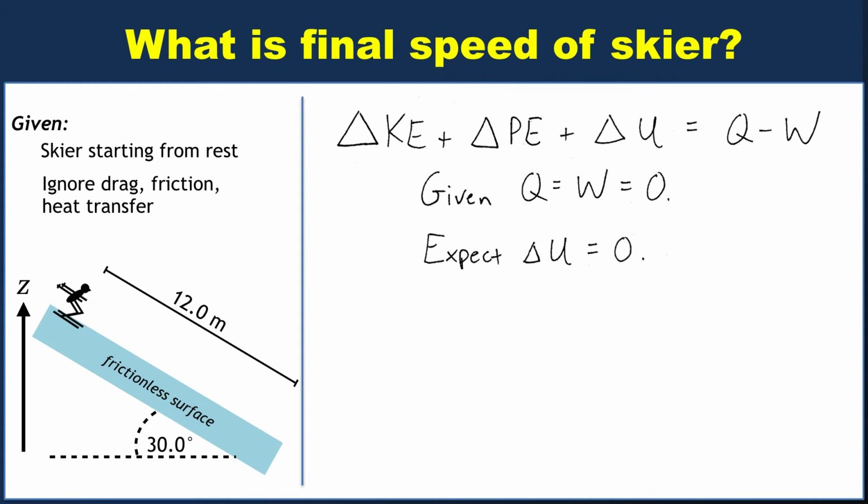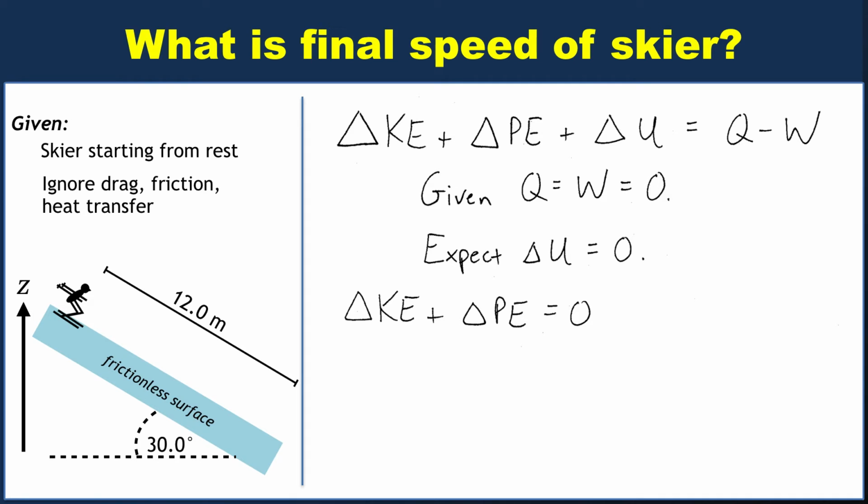We also expect that the change in internal energy is zero. This might be a little tougher to see. If you think of the change in internal energy as a combination of things like the change in the skier's thermal energy, but also any changes in them microscopically, whatever's going on, it's not going to be important to changing things like the skier's speed. So we can assume that change is very small compared to any other changes in the system. That reduces our conservation of energy expression to delta KE plus delta PE equals 0.